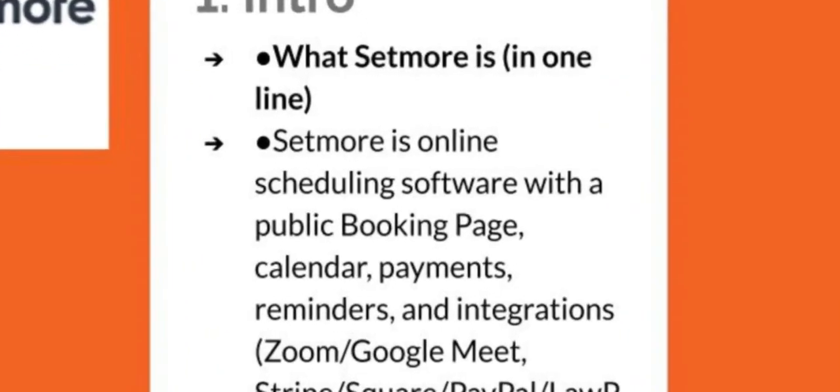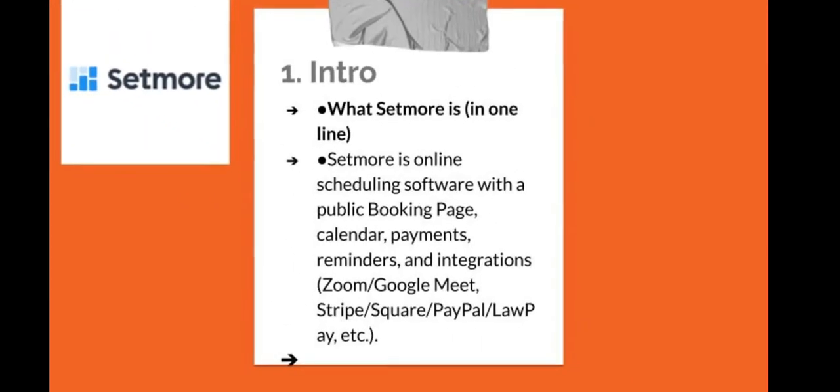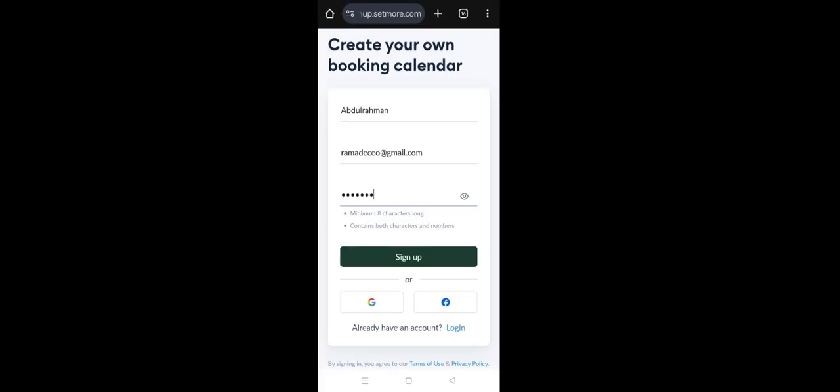What Setmore is in one line. Setmore is online scheduling software with a public booking page, calendar, payments, reminders, and integrations: Zoom/Google Meet, Stripe, Square/PayPal/LawPay, etc.